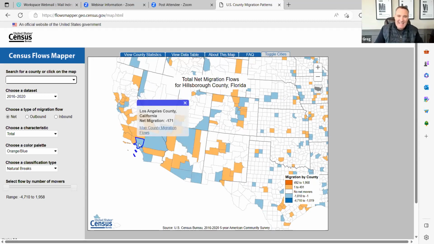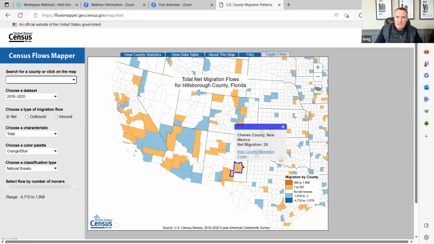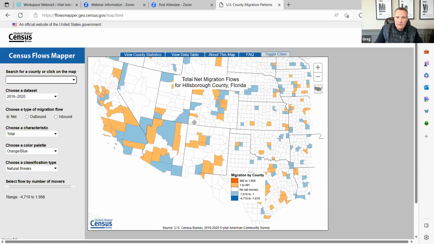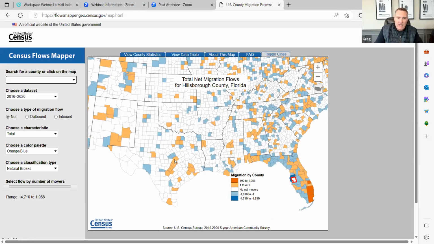Los Angeles County was a negative number. Now, this is some older data here, but this shows you the specific counties you want to market to. And you look at the Texas area, there's some big areas here. The reason for this is when people move to the area, it's followed by their family members, okay?